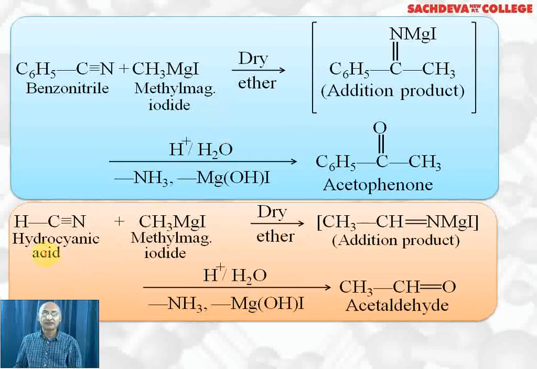Next example, from hydrocyanic acid, if we treat it with methyl magnesium bromide, CH3 will attack this carbon and MgBr will get attached to nitrogen. This will be the intermediate addition product. We are carrying out hydrolysis of this addition product. The product formed is acetaldehyde. Ammonia will be lost and hydroxy magnesium bromide will be the side product.